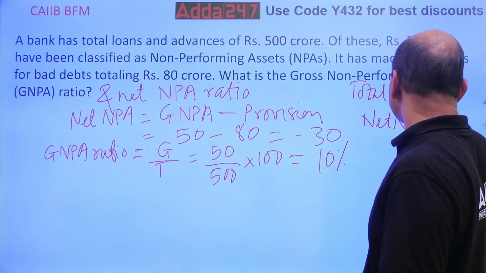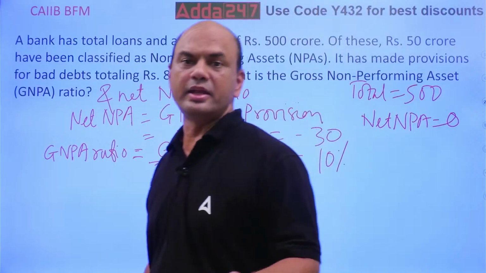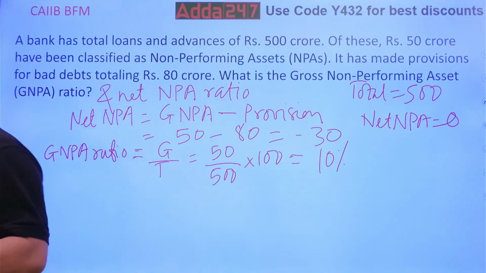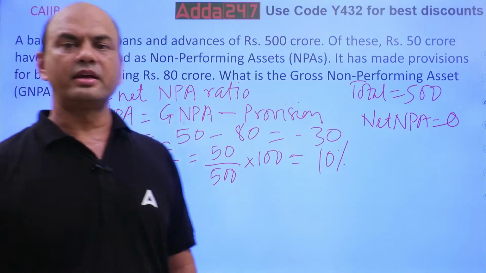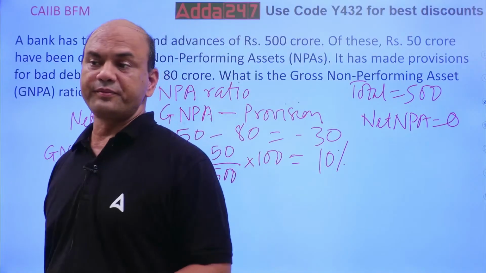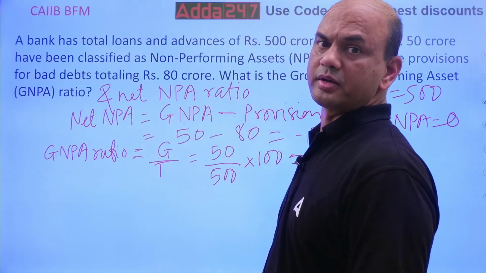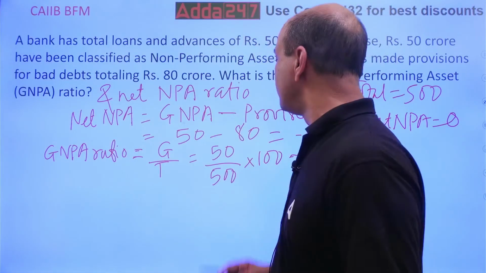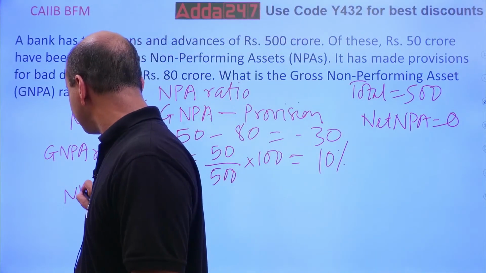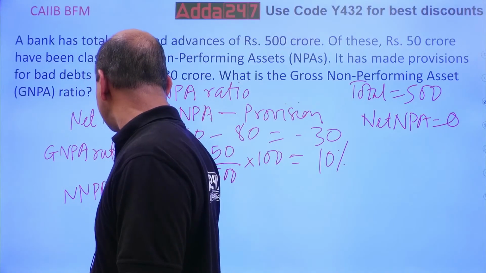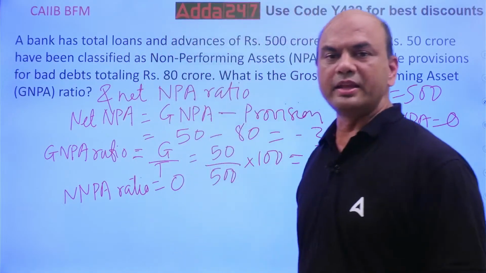Net NPA equals 0. Why? Because I have more provisions than my NPAs. My provision is 80 and my gross NPA is 50. So my provision is more than my NPA, and my net NPA becomes 0. So my net NPA ratio, N upon T, equals 0.